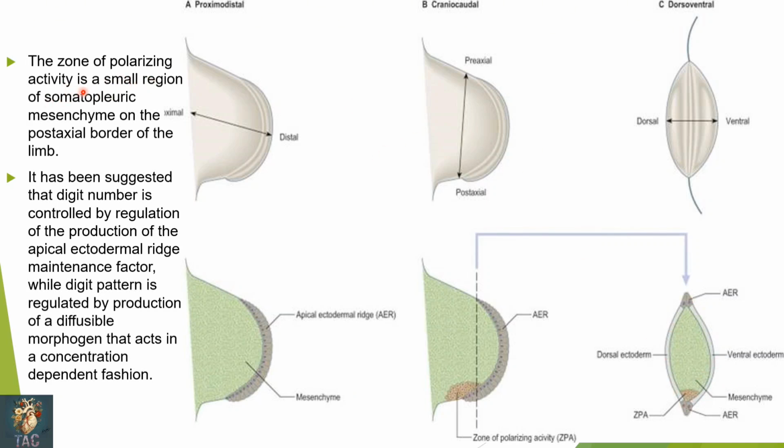Zone of polarizing activity is a small region of the somatopleuric mesenchyme on the post-axial border. Here you can see in this area, this is the small region of somatopleuric mesenchyme on the post-axial border. It has been suggested that digit number is controlled by regulation of production of apical ectodermal ridge maintenance factor, while digit pattern is regulated by the production of diffusible morphogens that act in a concentration gradient pattern. So these are the different genetic factors which are responsible for number maintenance, for the digit pattern, and also for the production of the apical ectodermal ridge.